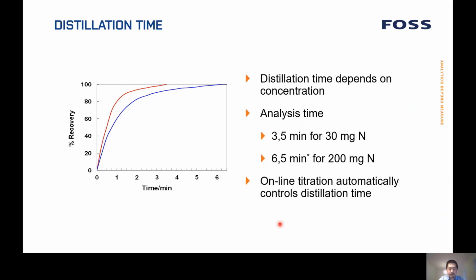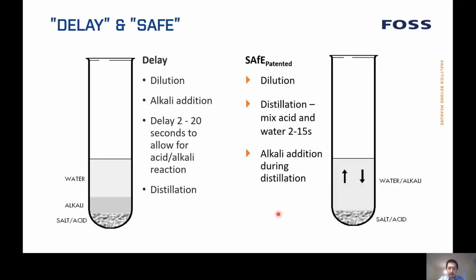And also, our Kjeltec system is different from other competitors. We have online titration, so the titration happens at the same time as the distillation. When the distillate comes in, the burette starts to work and gives the titrant, and the LED emits light while the detector measures the color change to see if it reaches the endpoint.